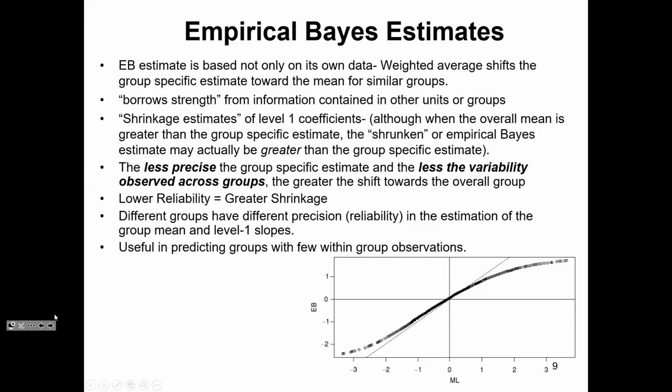So the graph here is showing ML on the x-axis. Just think of those as your OLS estimates of your group mean, so not your empirical Bayes estimates, just basic estimates. And the EB on the y-axis, those are empirical Bayes estimates. And what you'll see is, usually, the further from the mean the group is, the more shrinkage you're actually going to see, right?